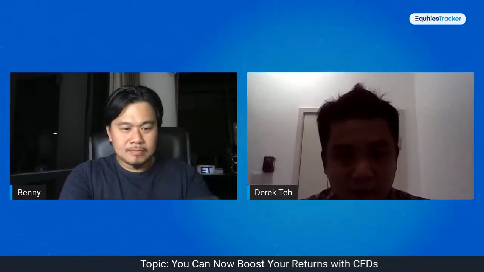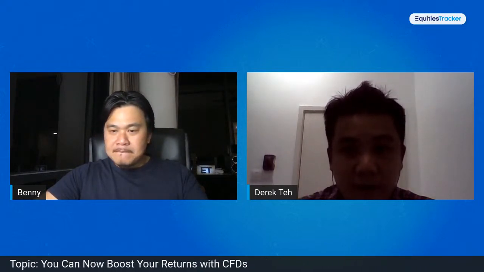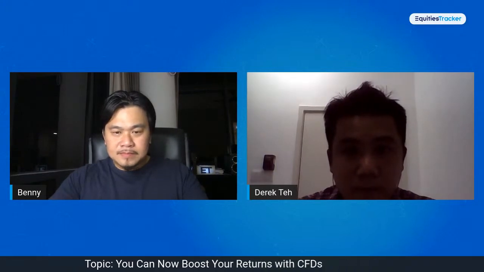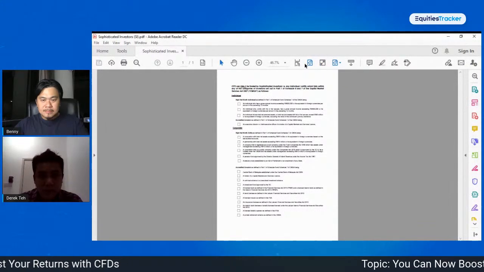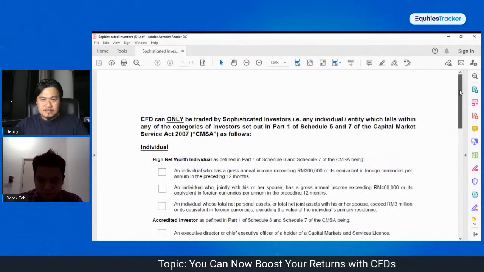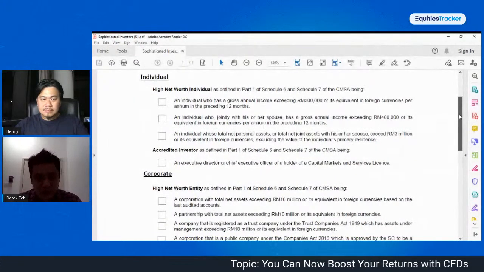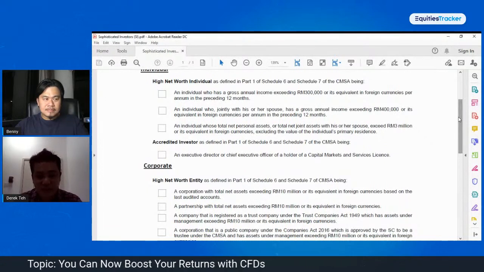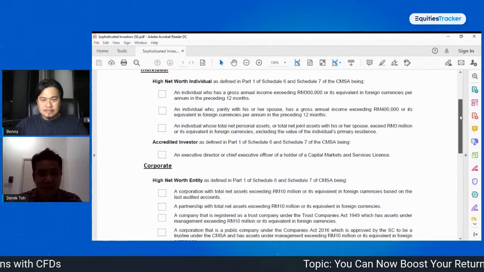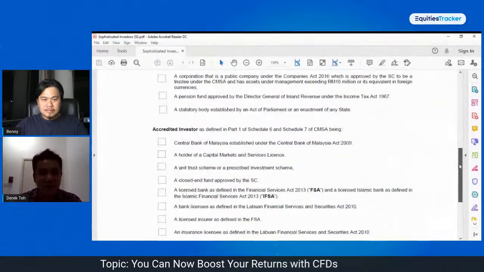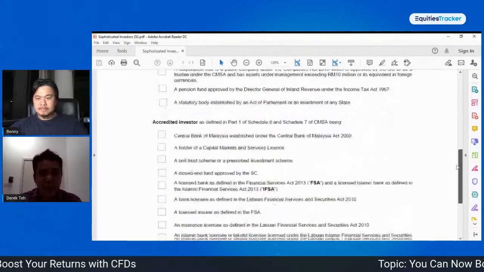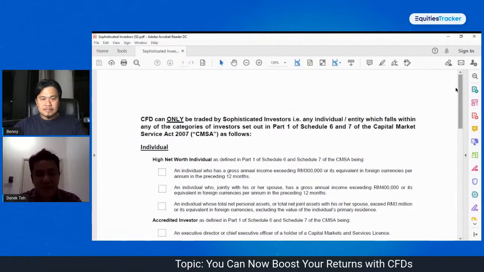I will share with you the screen for the criteria for sophisticated investors. Here's the list, because CFD can only be traded by sophisticated investors. For more details, you may refer to our website, www.itradecimb.com.my, to learn more about the requirements of sophisticated investors. We have the section for individuals and corporate as well. But for more details, please always refer to our official website, itradecimb.com.my.